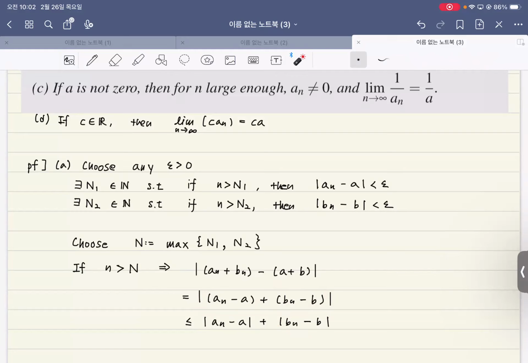Now what? Our index n is greater than this number, so that means my n is simultaneously greater than n1 and greater than n2. Since my n is greater than n1 and greater than n2, this inequality is true and this inequality is also true. So this is less than epsilon and this is less than epsilon. So everything is less than 2 epsilon.